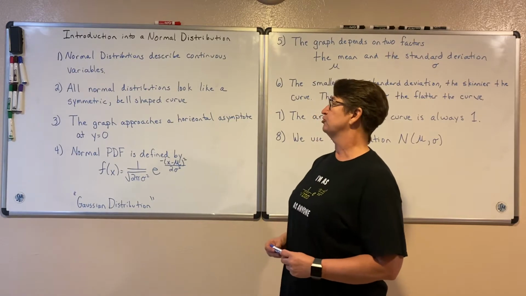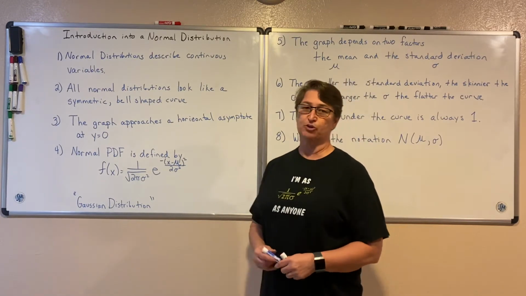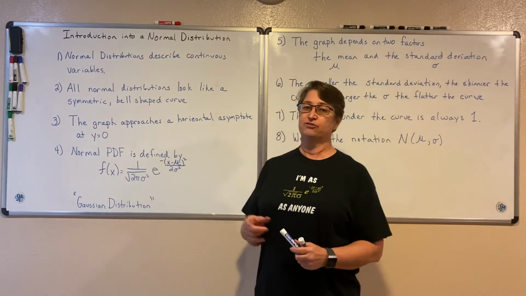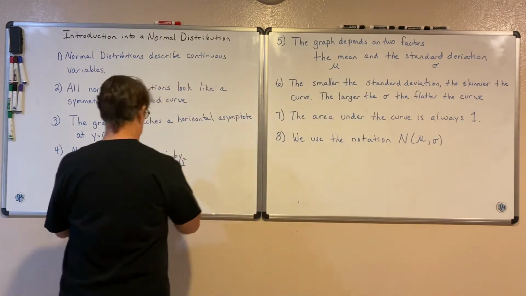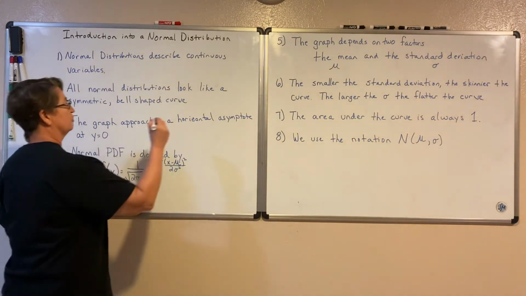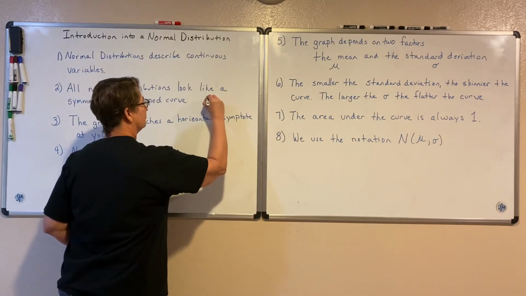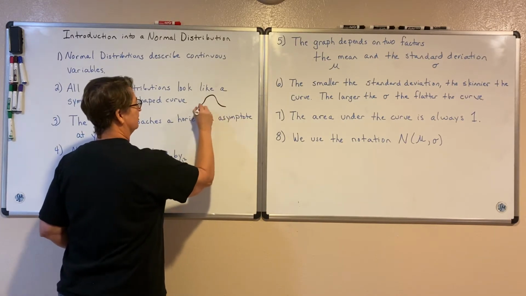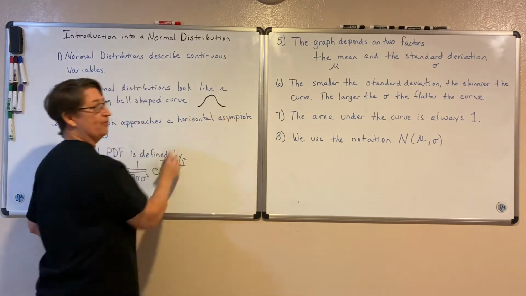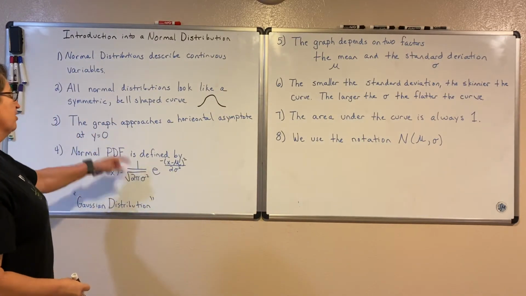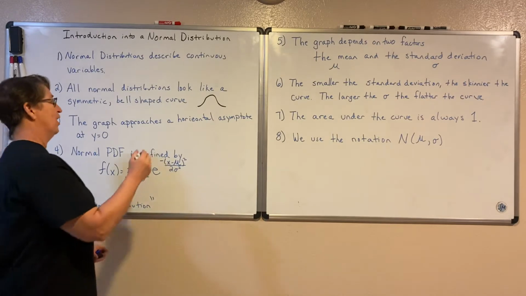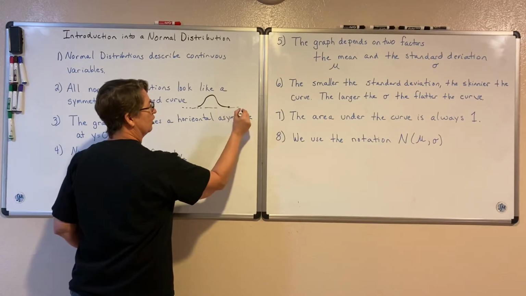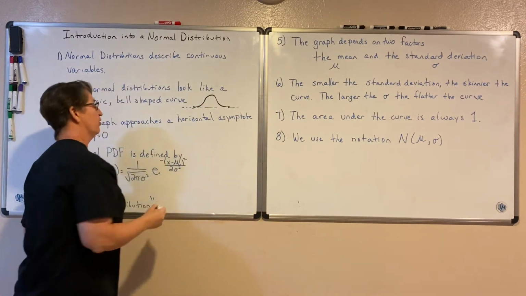All normal distributions look like a symmetric bell-shaped curve. In a previous video, we graphed a similar curve that is symmetric and bell-shaped. So all of our normal distributions are going to look something like this, a bell-shaped curve that is symmetric. I could fold it right down the middle and the sides would match. The graph approaches a horizontal asymptote at y equals 0. In other words, this graph continues forever and ever, getting closer and closer to where y equals 0.